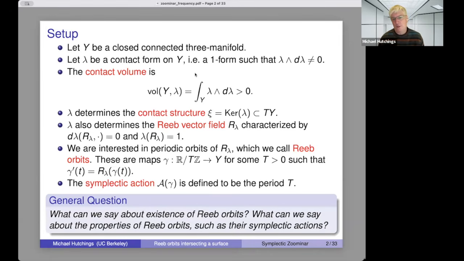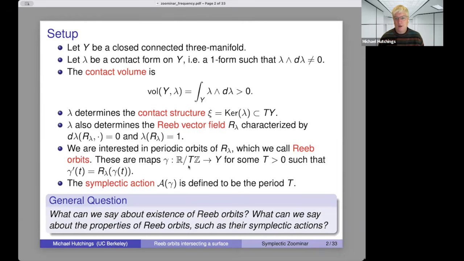We have the contact structure Xi, which is the kernel of lambda. We have the associated Reeb vector field, which is in the kernel of d lambda, and it's normalized so that lambda of the Reeb vector field equals 1. And we're interested in periodic orbits of the Reeb vector field. So these are maps gamma such that the derivative of gamma is the Reeb vector field at gamma of t. And the period capital T, we also call the symplectic action of the periodic orbit.